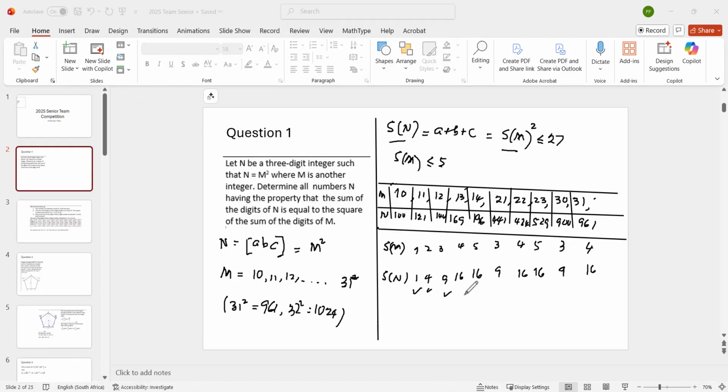So 3 squared is 9, 4 squared is 16, this is out. So now you know what the numbers are. They say determine all the numbers n having this property.